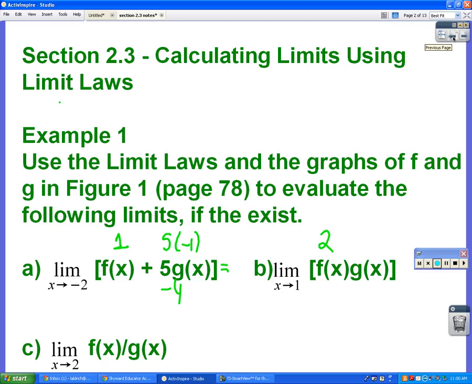What's the answer there? Sorry, I tried to move it up and some of it moved in the other direction. What's the limit as x approaches 2 of f of x divided by g of x? It's in your book there too, on the bottom of page 78. What is the limit as x approaches 2 of f of x? 1.5. What's the limit as x approaches 2 of g of x? 0. What's 2 divided by 0? No can do, so that means that limit doesn't exist.